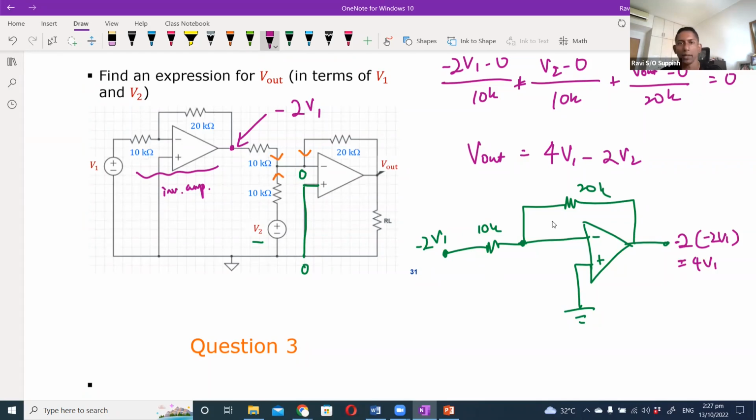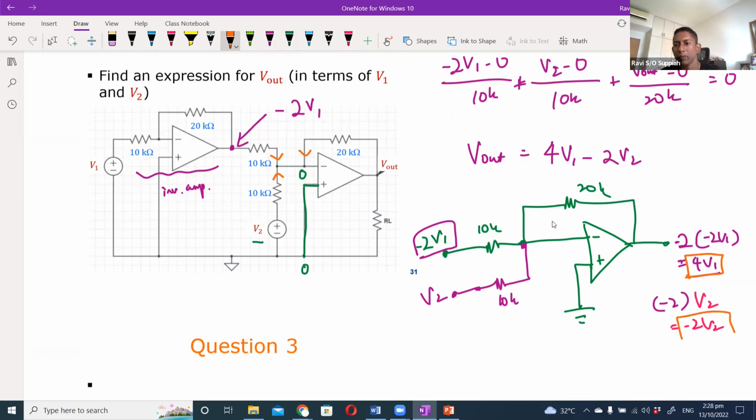This is the inverting amplifier, correct? So for the first input, this is the output. Then I also have another input, which is 10k, and this input is V2. For this second input, the gain is also minus 2, but what is the input in this case? It is V2. So it is minus 2V2. You can see that these are the two terms here, 4V1 and negative 2V2. So this is another standard configuration, known as a summing amplifier.